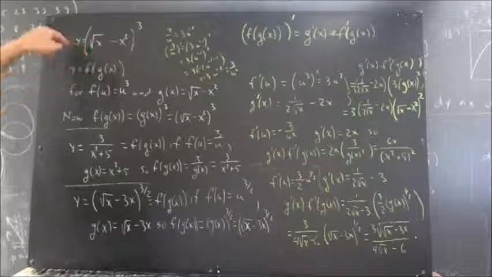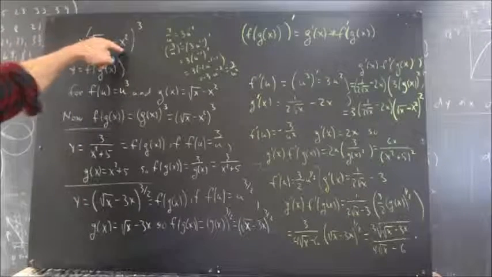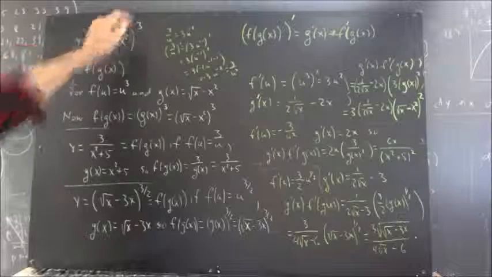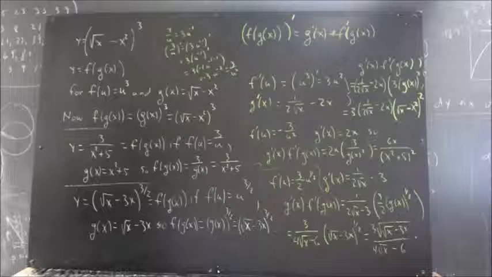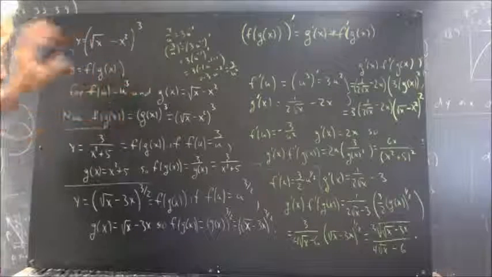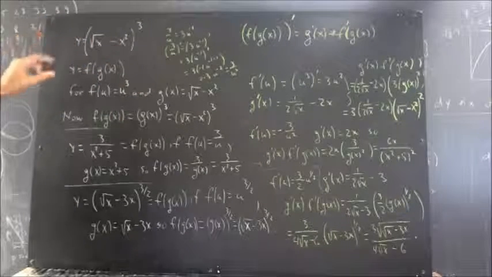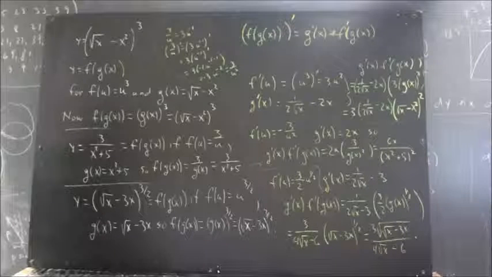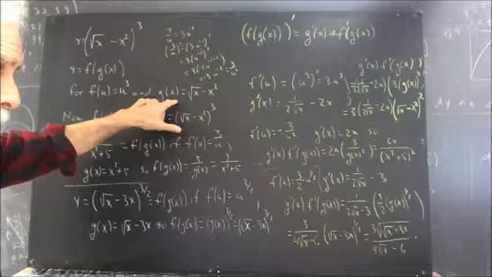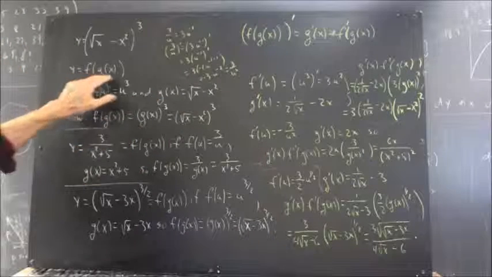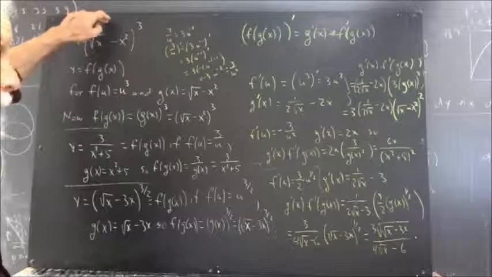Okay, we have the function y equals the square root of x minus x squared, quantity cubed. We want to break this into composites. We want to express this as a composite of two functions, f of u and g of x, with the property that f of g of x is equal to this function.